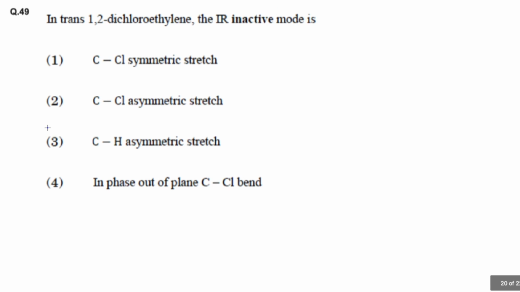Let's go to the next question, where it says trans 1,2-dichloroethylene, the IR inactive mode. Let's make that. 1,2-dichloroethylene will be this, and you have a trans molecule. This is the molecule given to you. The first thing you should understand is that this molecule has an inversion center, or center of inversion. That means this molecule will follow the rule of mutual exclusion.